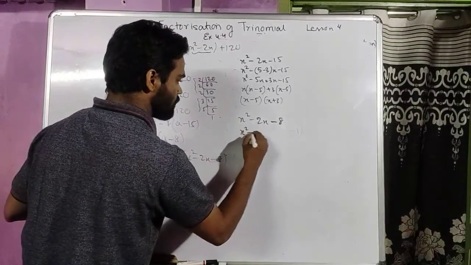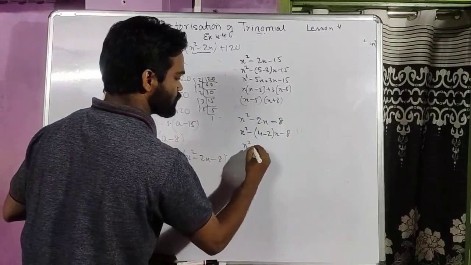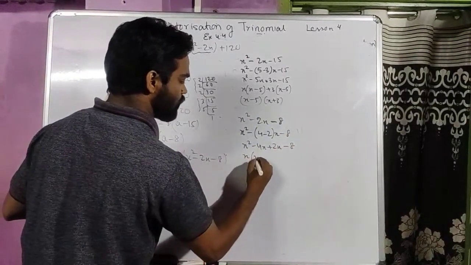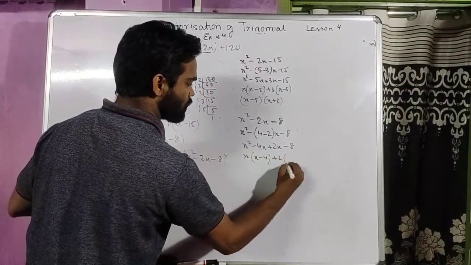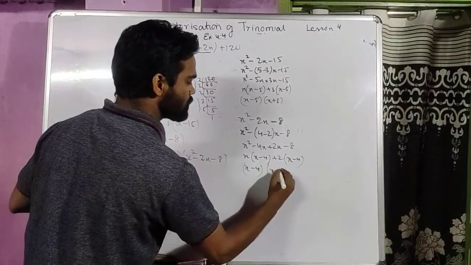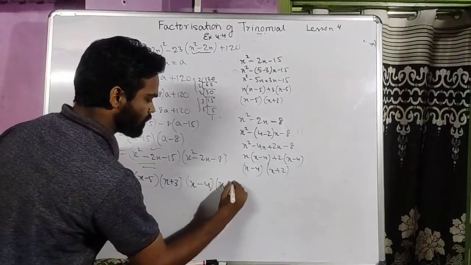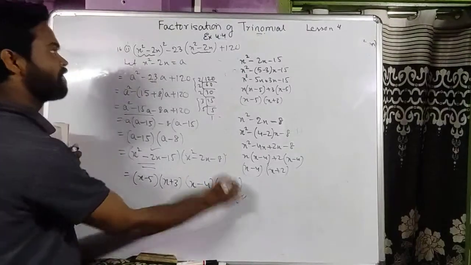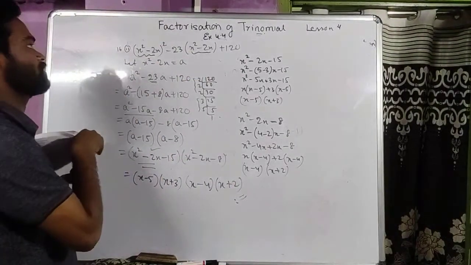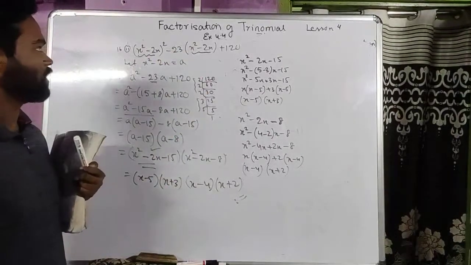So this is x square minus 4x plus 2x minus 8. So x taken common, x minus 4 plus 2 taken common, x minus 4. So it's x minus 4 and x plus 2. So this is x minus 4 multiplied by x plus 2. So there are 2 factors to this given expression. Is it clear?